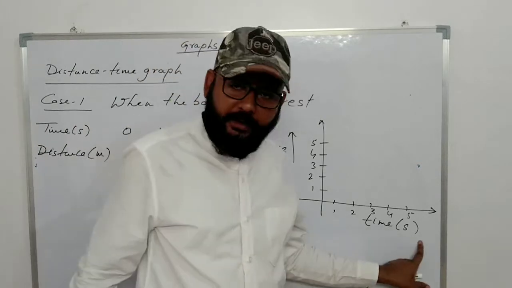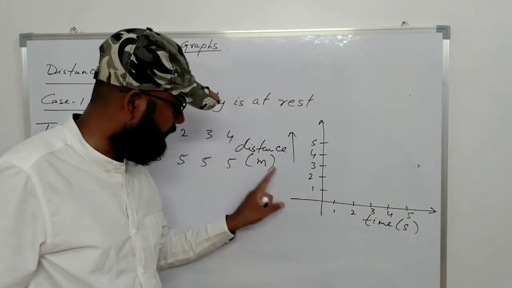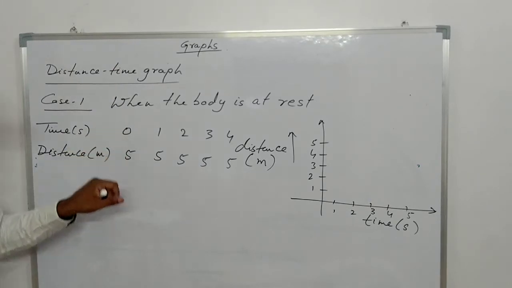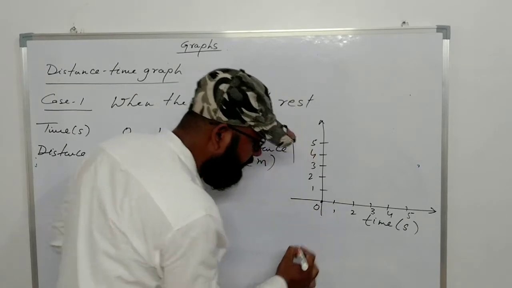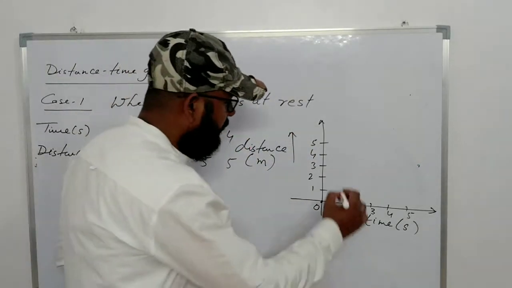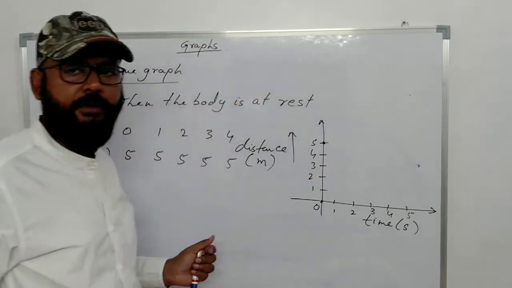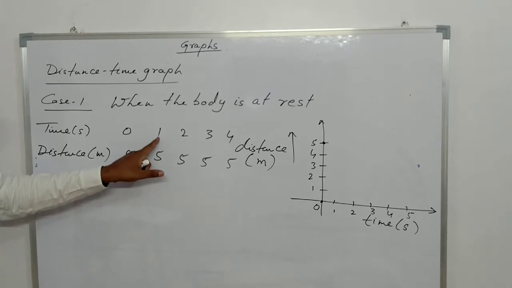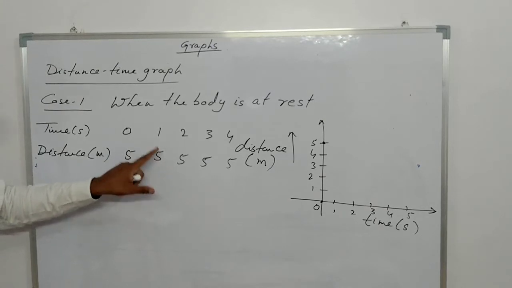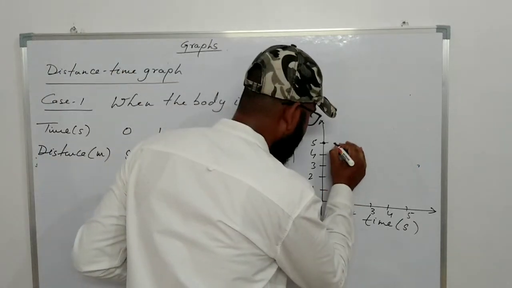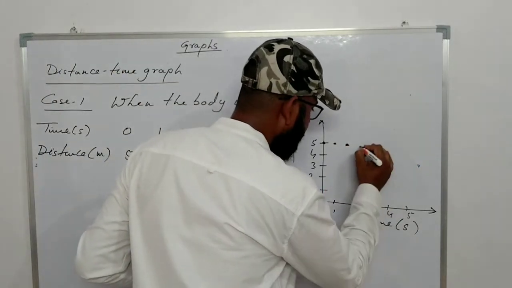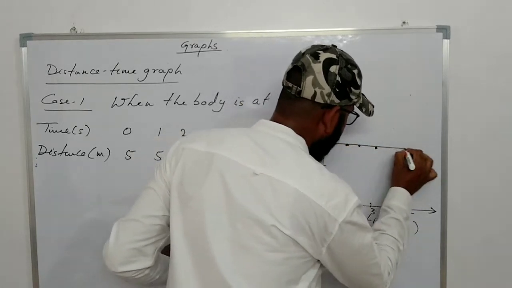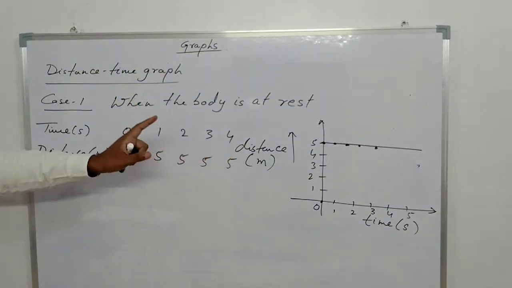This is the independent variable, this is the dependent variable. See here, at time 0, where is the object? At 5. Means from here this is the origin, or you can say that this is the reference point. Okay, so where is the object? At 5. Again, suppose at time 1 second, where is the object? Again at 5 meters. Here at 2 also 5, at 3 also 5, at 4 also 5. Means like this we have to draw the graph.